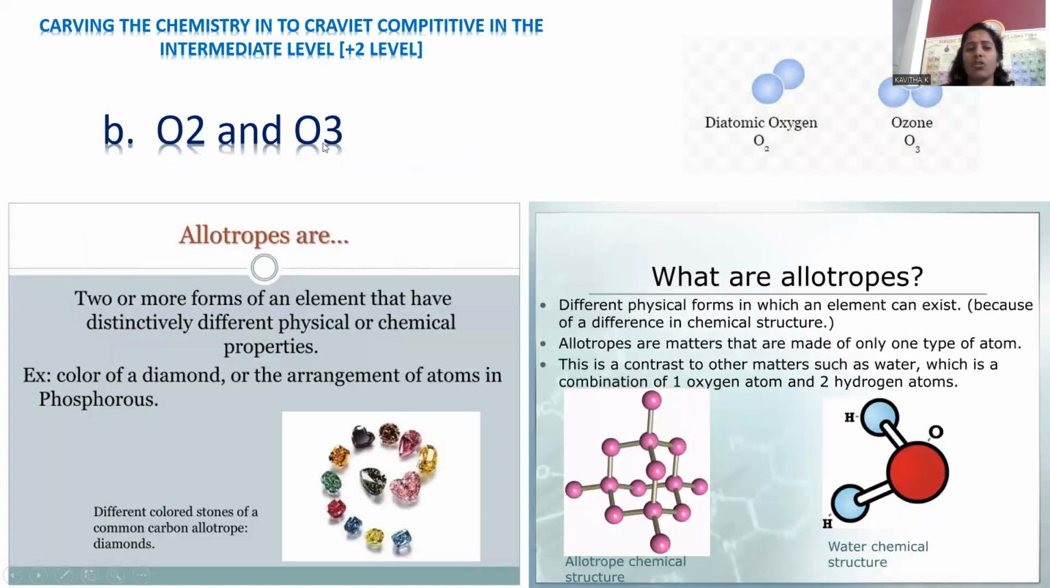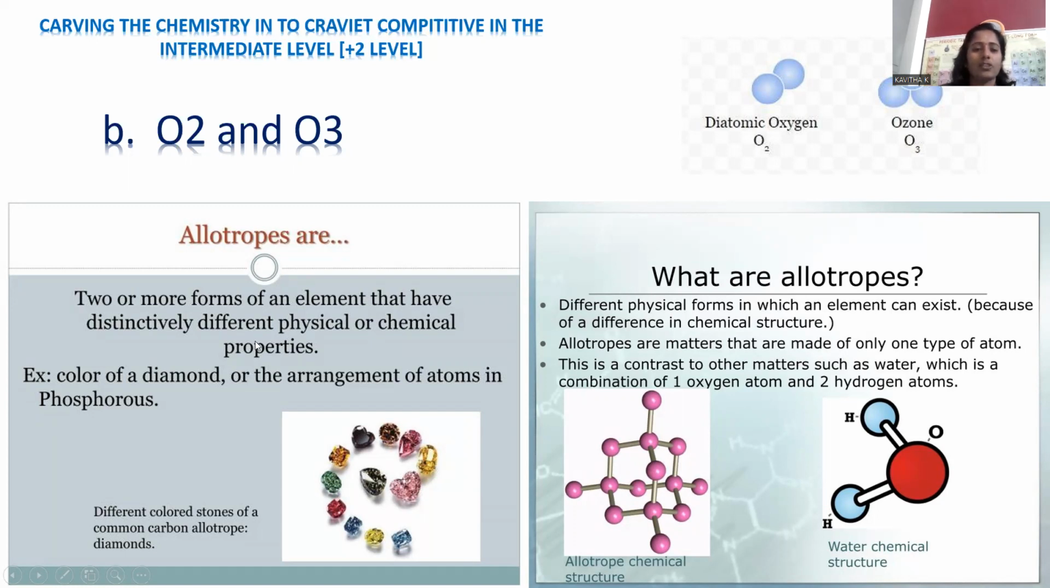Option B is having O2 and O3. O2 and O3 are having the relation of allotropic forms. O2 is having diatomic oxygens, O3 is having triatomic oxygens. Three oxygens are joined like this, right?